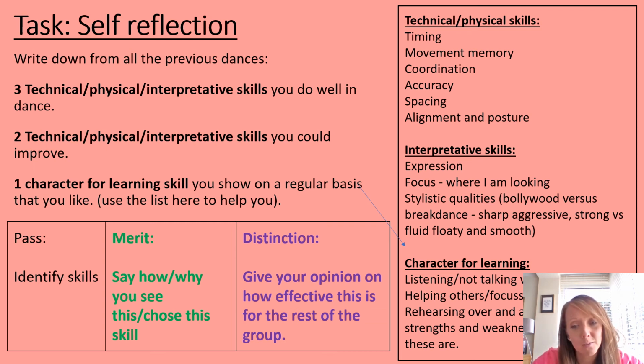And I want you to be honest about that. Maybe if you can find 3 of each, or it says 3 and then 2, that's fine, stick with that. And 1 character for learning skill. If you want to pick 2, that's fine. But have a little think about what is it that's driven you to do these lessons and what has motivated you against doing these lessons.